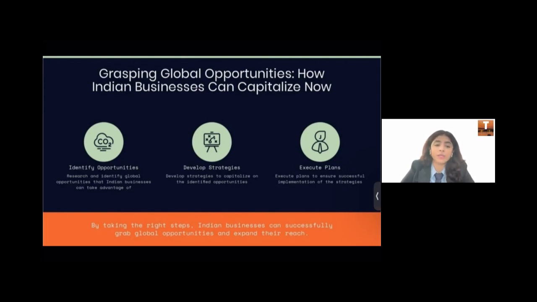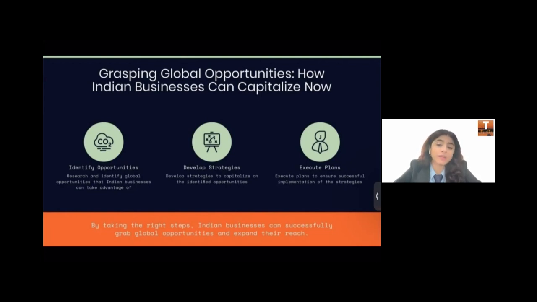First of all, you have to tailor your product or services, adapt your offerings in a customized way to suit the specific needs and preferences of the target markets. You can consider cultural, regulatory, and market-specific requirements. Customization enhances the competitiveness of your products or services. Second would be to build a competitive advantage. So you have to identify your unique selling points and leverage them to stand out in the global market.